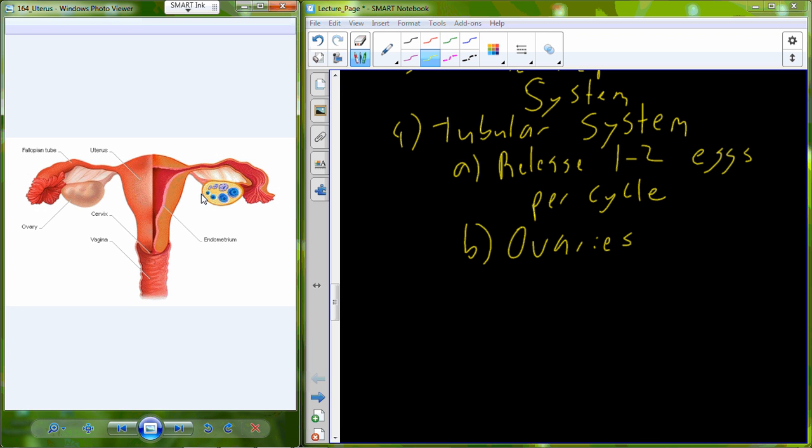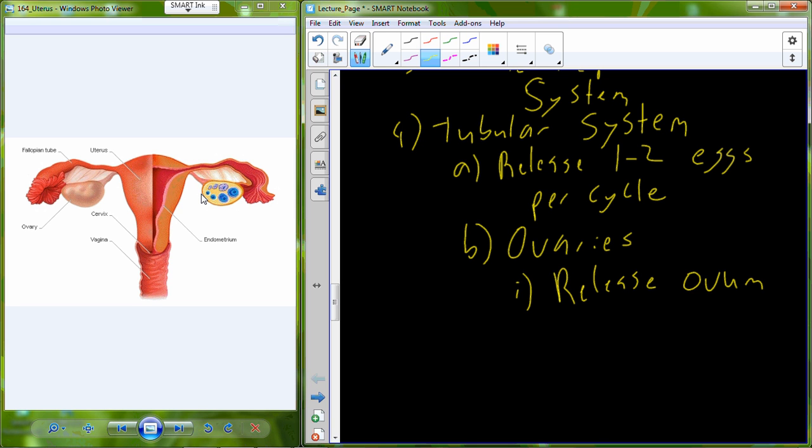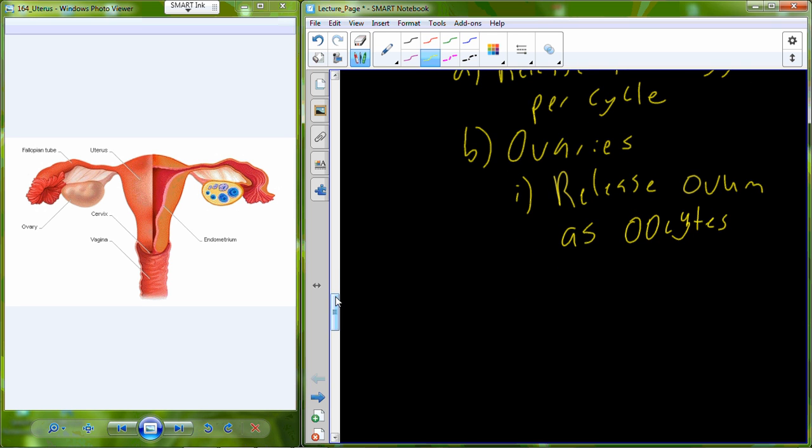So just to lay some of the anatomy first, we'll come back to the physiology in a little while. The ovaries are responsible to release the ovum as an oocyte. So the ovum is what is produced, and then when it's released, it's called an oocyte. That's what actually can be fertilized.